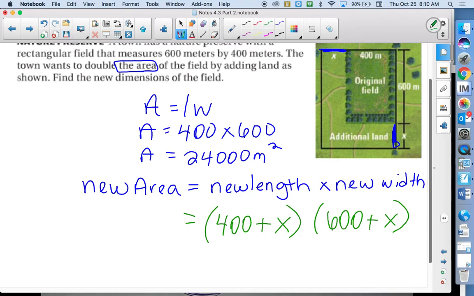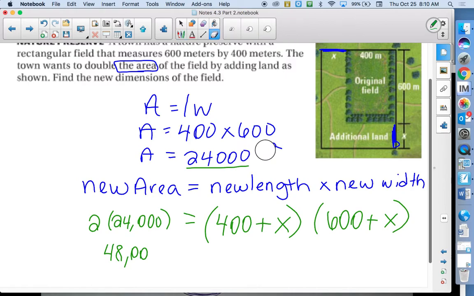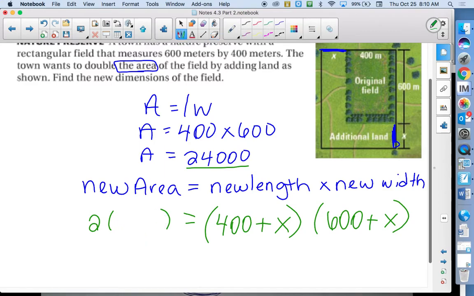Julie, what's that going to be equal to if we're doubling this space? 2 times 240,000, which is 400,000. Do I not have enough zeros? I'm sorry. So I missed a zero, because there are 4 zeros up there. So 240,000 becomes 480,000, she said.